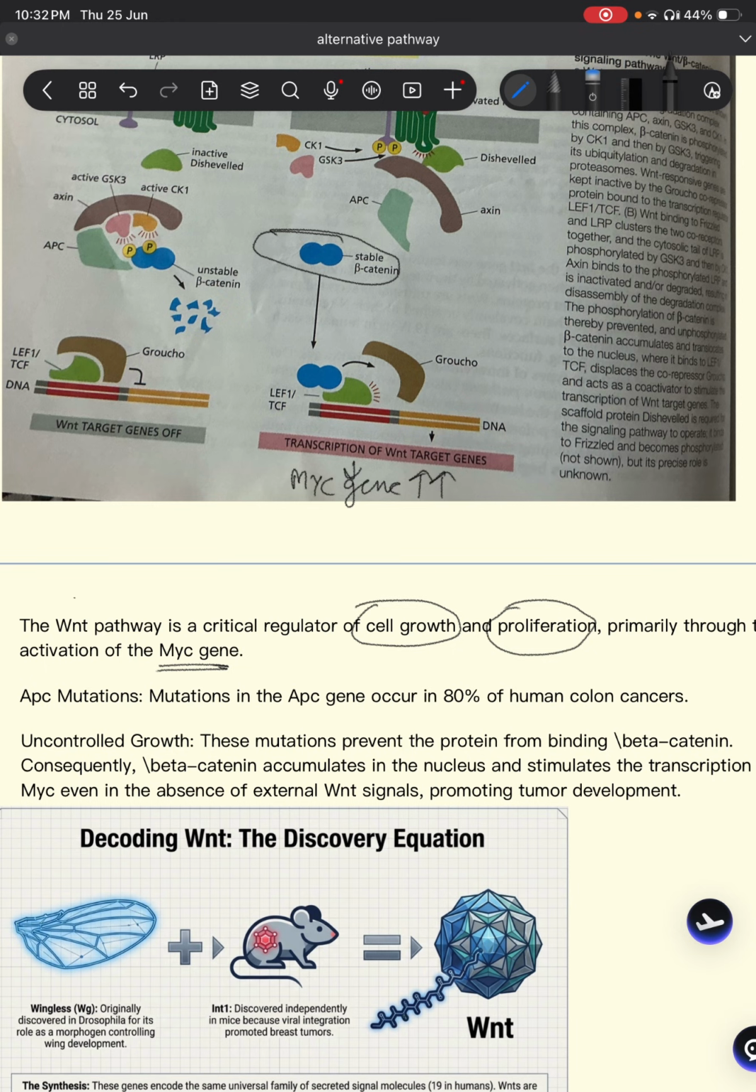If it is not degraded, then what will happen? There will be accumulation of beta catenin in the cytoplasm. This beta catenin will easily move into the nucleus and accumulate there. Therefore, Groucho will be removed and MYC concentration is increased. When there is no control, what will happen? There will be cancer, right? That is why APC mutations are very dangerous: they are found in 80% of human colon cancers.